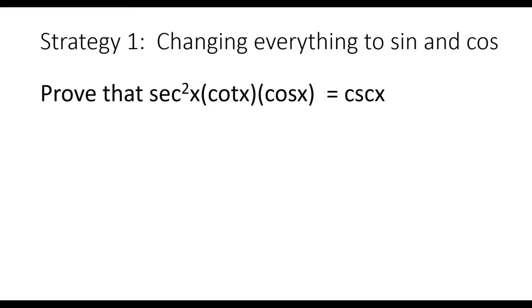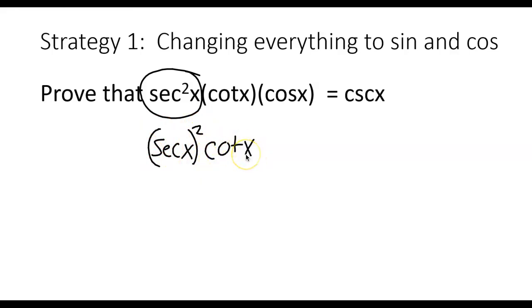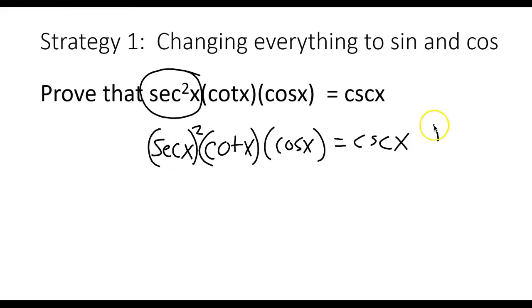So, here we go. First of all, I want you guys to recognize when that's written like that, secant squared x, what that really means is you're squaring secant x. So I'm going to rewrite it like this, and I would encourage you guys to do the same. Okay, so there's that. Now, we need to change everything that's not sine or cosine into sine or cosine. So let's take a look at this. Let's start on the right side. Cosecant x. How can I rewrite that?